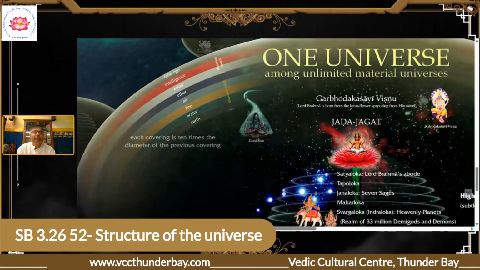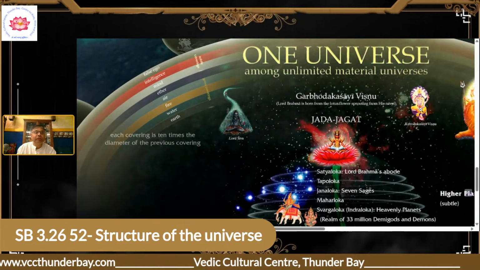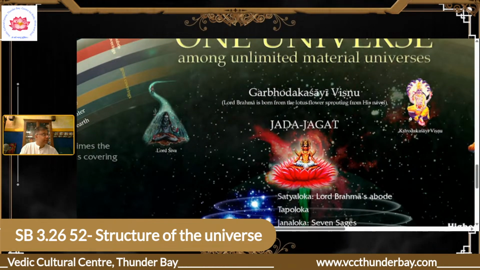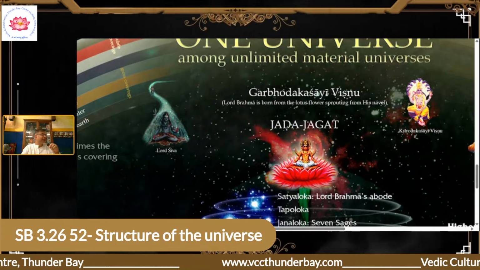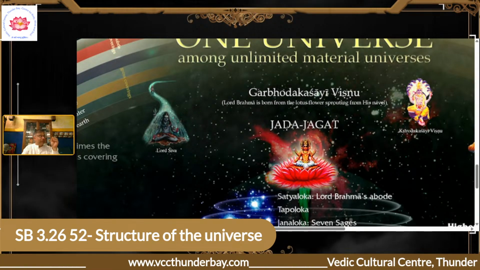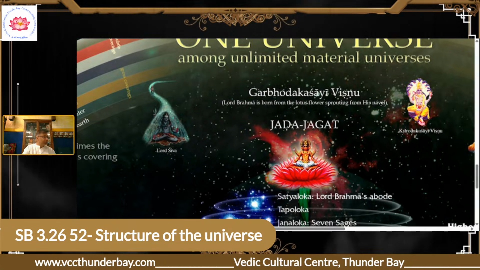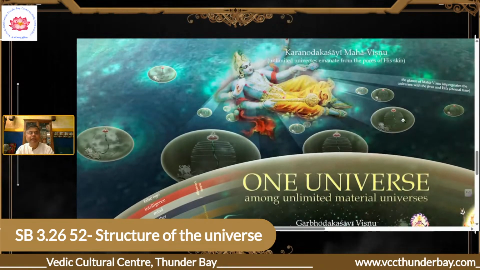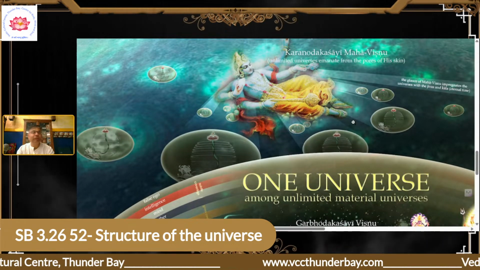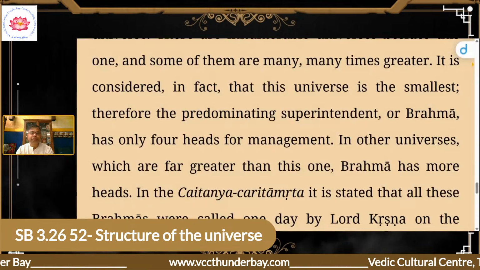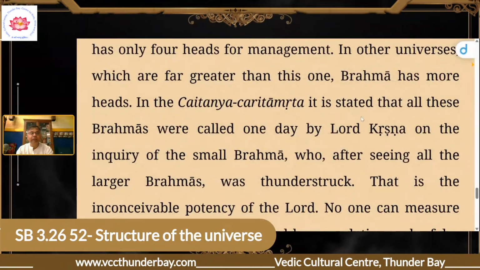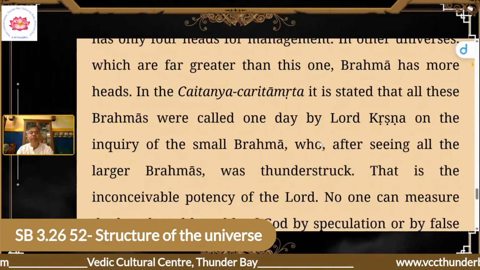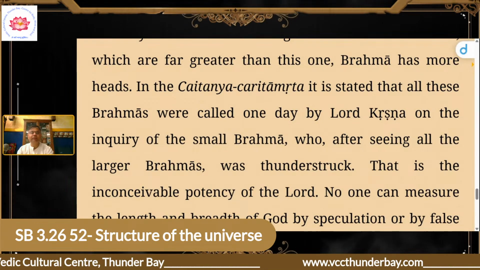So here is the Kshirodakshayi Vishnu. You see this? This is the expansion of Garbhodakshayi Vishnu, who goes and sits in the heart of all the living entities. Even the jellyfish has Vishnu there in that heart. Any smallest insect on the earth also has Lord Vishnu there in the form of Kshirodakshayi Vishnu. You understand this? So there are innumerable Brahmas, and each Brahma has a different type of composition. In Chaitanya Charitamrita, it is stated that all these Brahmas were called one day by Lord Krishna on the inquiry of the small Brahma, who after seeing all the large Brahmas was thunderstruck.